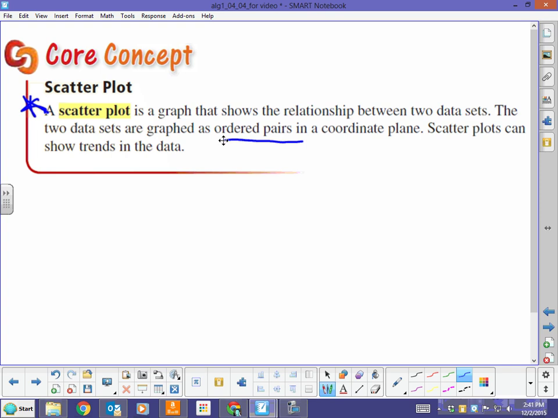So these are ordered pairs. Think of these as data points, or as points on the coordinate plane. But scatter plots can show trends in the data, and that's what we're looking for today: trends in the data, and we'll talk about that in a little bit.